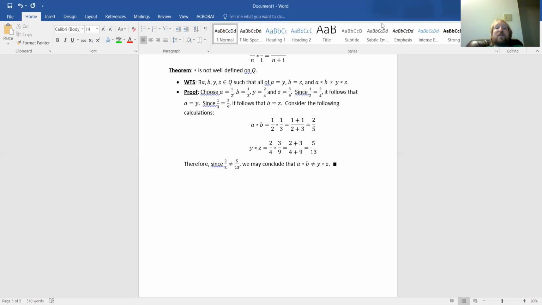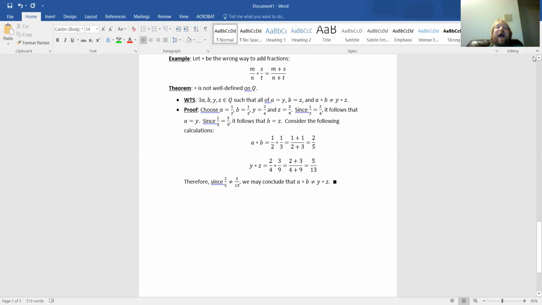Now, what this says is we've all known this is the wrong way to add fractions, but this is actually not even a consistent way to combine fractions, because depending on what you use to represent a fraction, if you combine the fractions this way, you could get two different things.